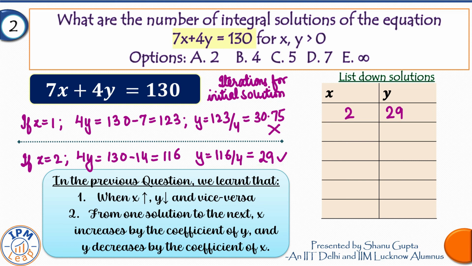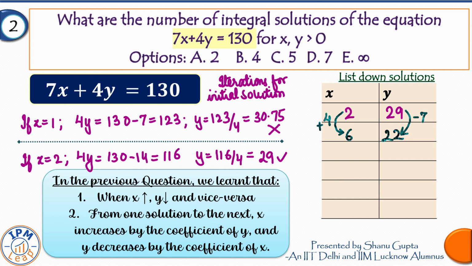Now remember, as we learned in the previous question, when x increases, y decreases. And from one solution to the next, x increases by 4 every time, which is the coefficient of y, and y decreases by 7 every time, which is the coefficient of x. Let us use this to list our further solutions.